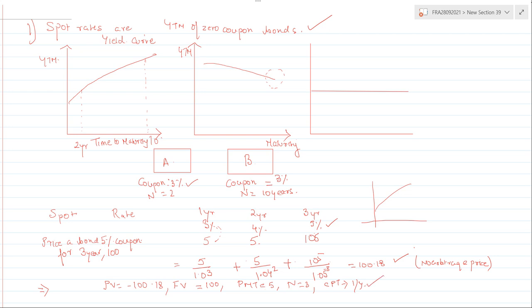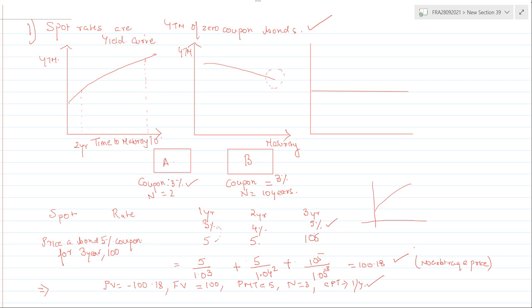I don't have my calculator with me right now, but this is how we can calculate the YTM of the bond. So the basic idea is that using spot rates, which are nothing but the YTM of zero coupon bonds, we are factoring in the shape of the yield curve while valuing the bond.